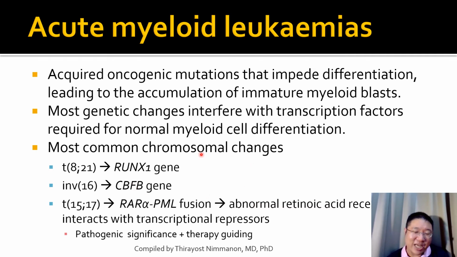The administration of vitamin A can overcome this fusion protein. So we just order vitamin A in the form of all-trans retinoic acid. It is interesting, it is amazing, isn't it? The treatment is just to give vitamin A. It is pathogenetically significant and therapy guiding.